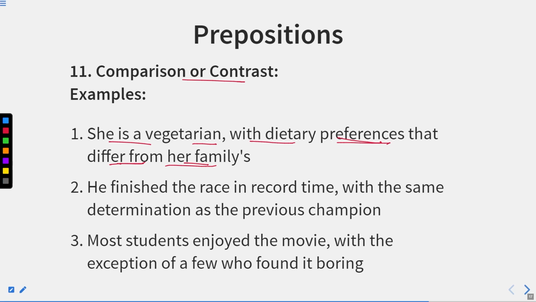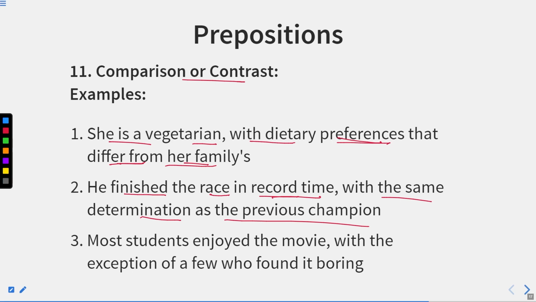He finished the race in record time with the same determination as the previous champion. So he finished the race in record time. This was the record time of the previous champion as well, and he also finished the race in the same recorded time with the same determination, and he was determined the same as the previous one.